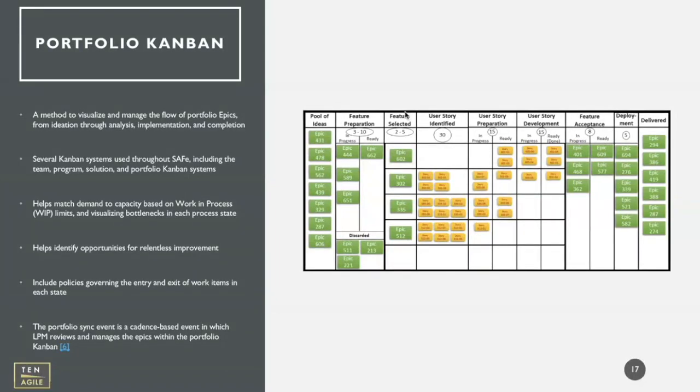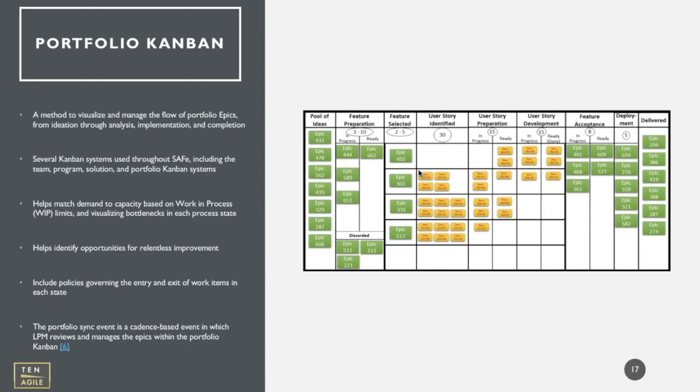So feature selected 2 to 5 WIP limits means that at a particular time, you cannot have less than 2 epics within this state, and you cannot have more than 5 epics. So the maximum limit is 5 for epics in this state, and the minimum limit is 2. So these are your WIP limits.